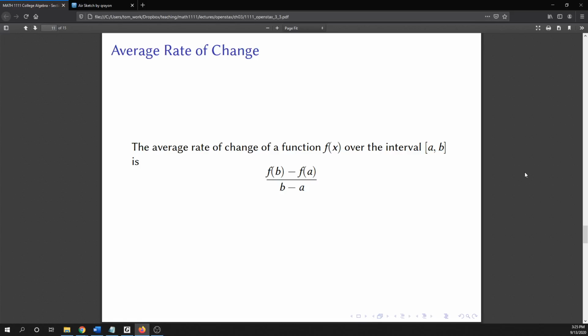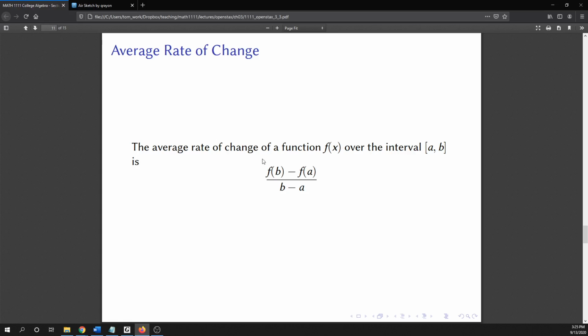All right, in this video, we are going to talk about the average rate of change of a function. So if I have a function f of x, to calculate the average rate of change of the function over the interval from a to b, it's given by this expression right here. It's f of b minus f of a over b minus a.